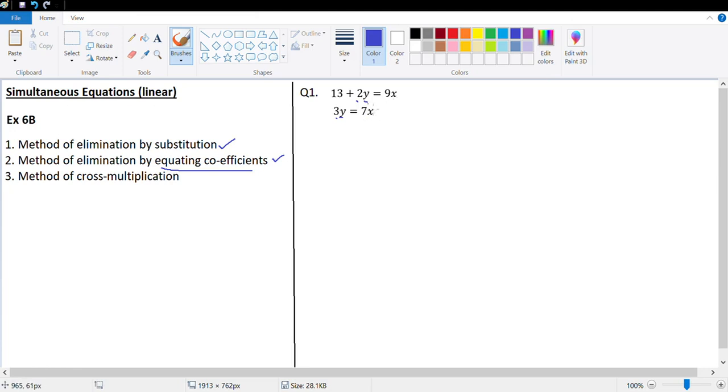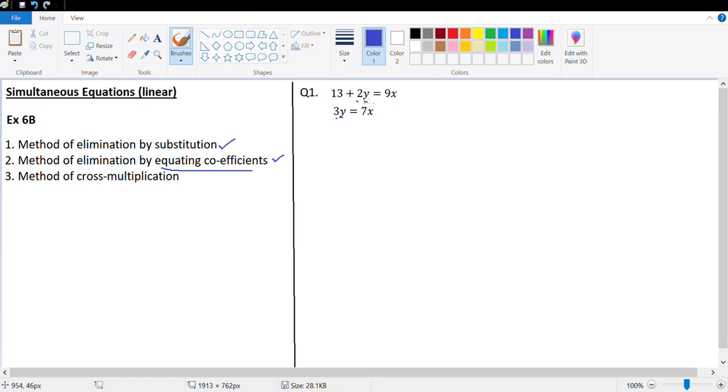In this case, this is 9. In this case, it is 7. So how do I make it equal? Well, I take the LCM, which is the LCM of 9 and 7 is 63, which means I'll have to multiply the first equation by 7 and the second by 9. I think that's a big number. So let's try and equate the coefficients of y.